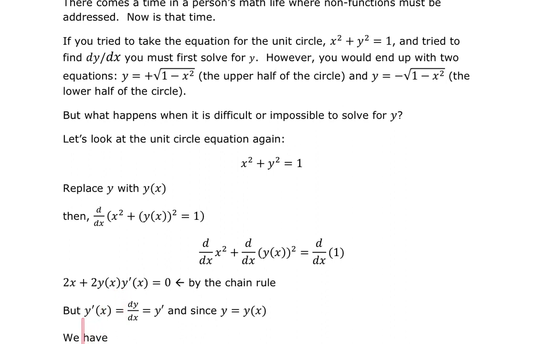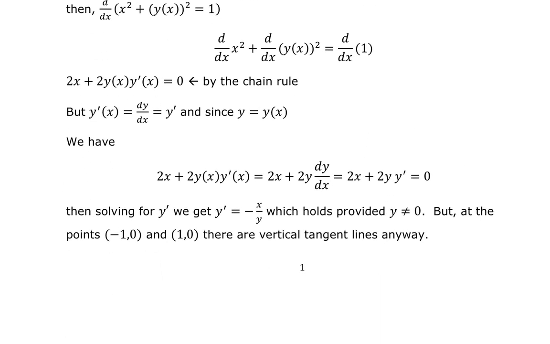Since y prime of x is dy/dx, which can be written as y prime, we now have the derivative of this unit circle without having to do the upper part of the circle and the lower part of the circle. What we have is 2x plus 2y y prime equals 0. If we solve for y prime, or in other words, solve for dy/dx, we get y prime equals negative x over y, which holds as long as y is not equal to 0. But at the points (-1, 0) and (1, 0), those are vertical tangents anyway, so that makes total sense.